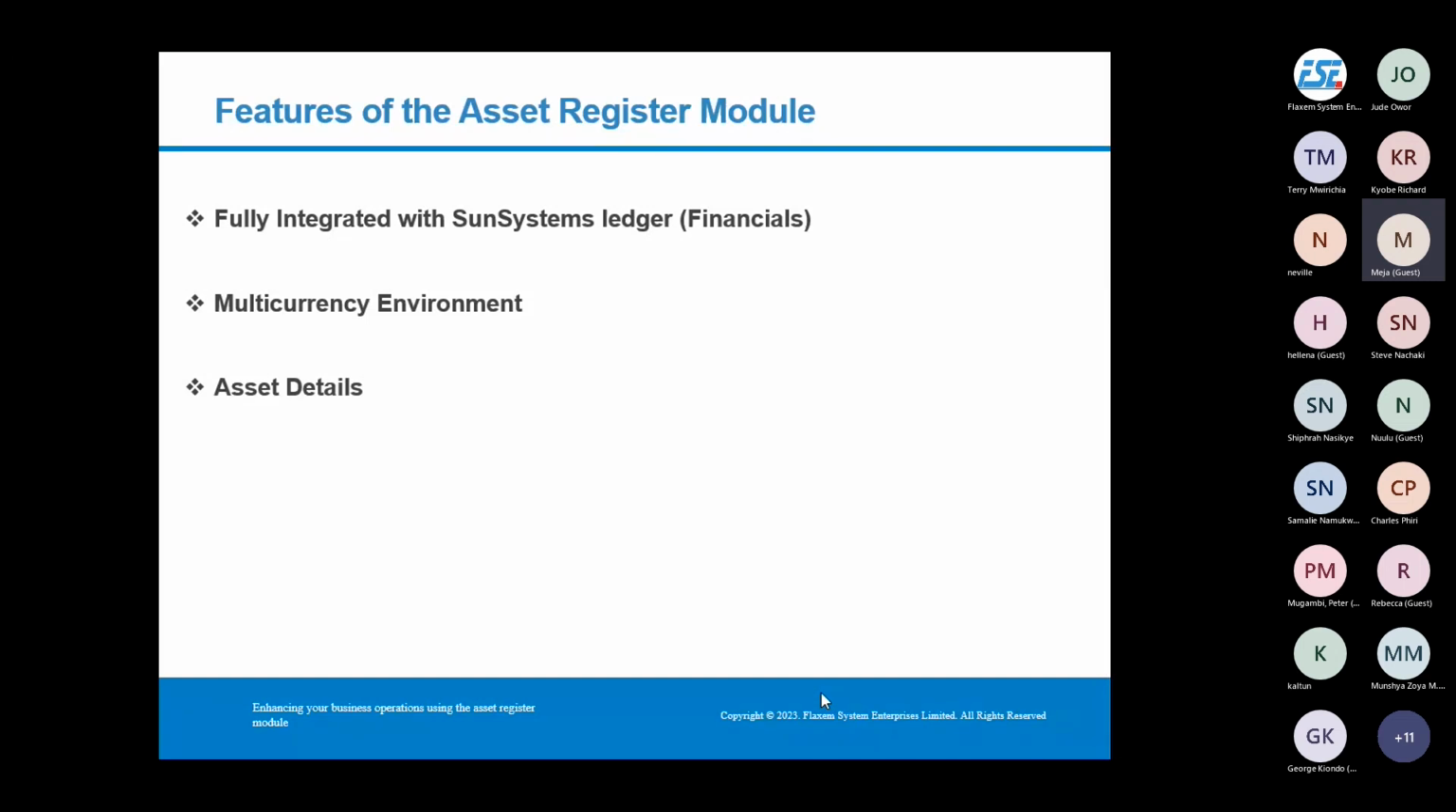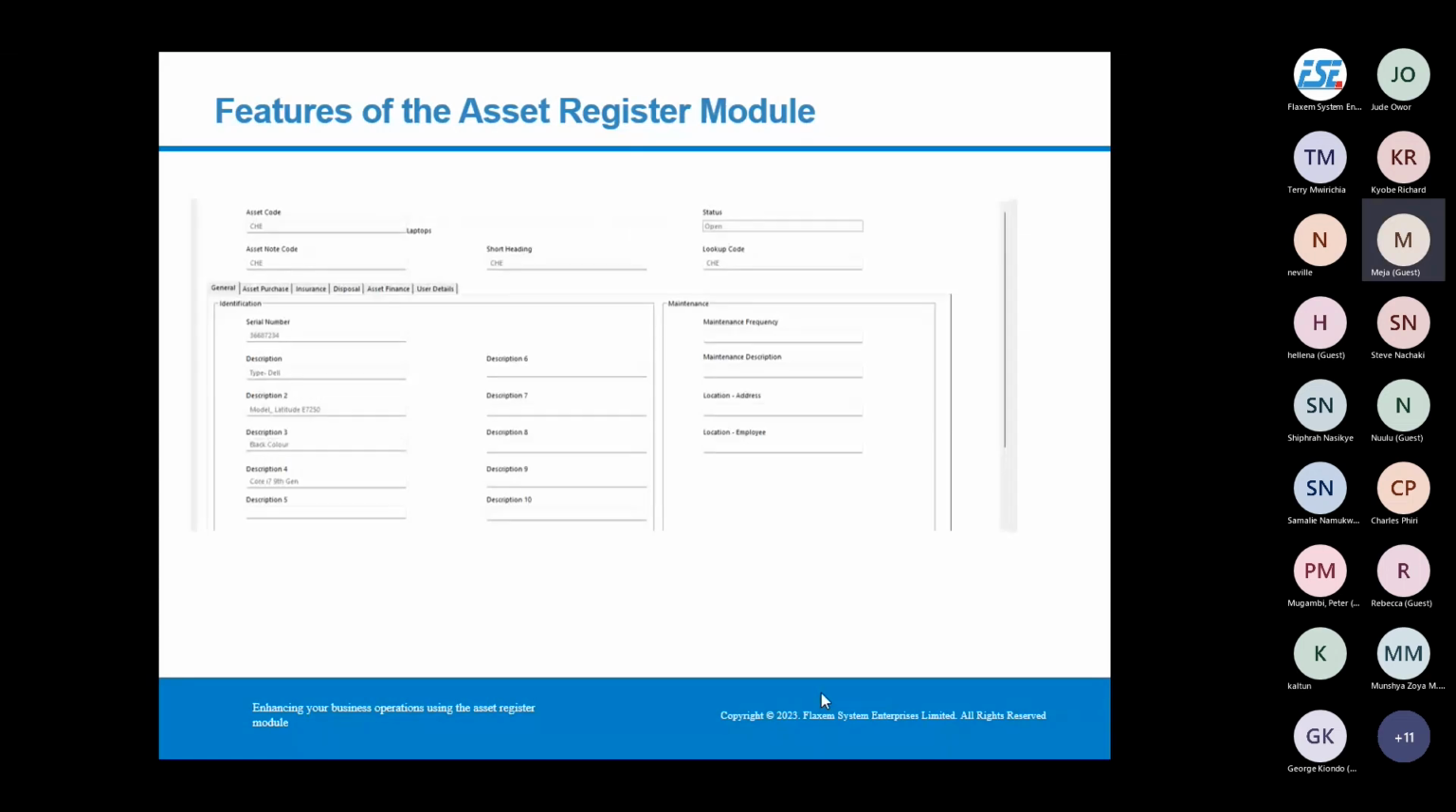For example, you can have USD, you can have GBP, and also you can have Kenyan currency. After that, it also has asset details in which you'll be able to see any static details of the asset. Before you, there's a screen. This is the screen for asset notes, where you can capture any other features or additional information for your asset, which I will show you in the demo.